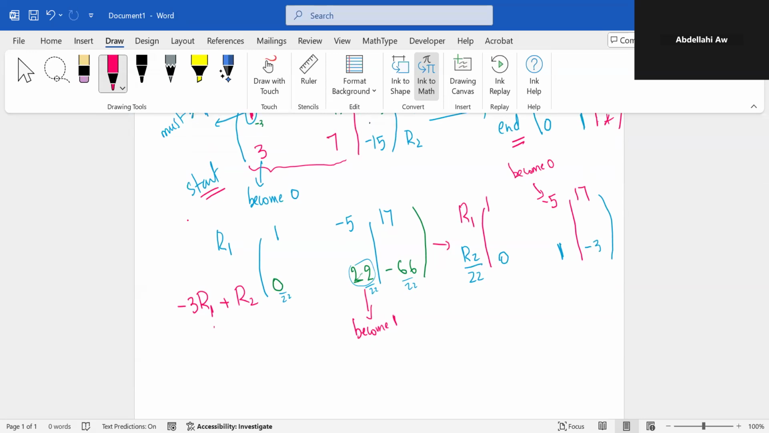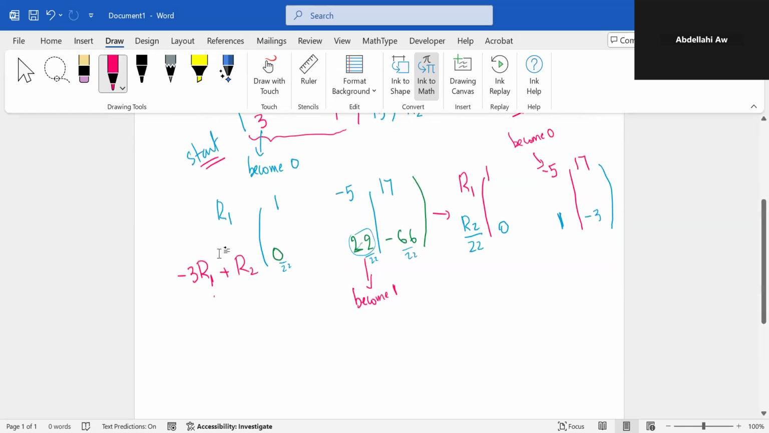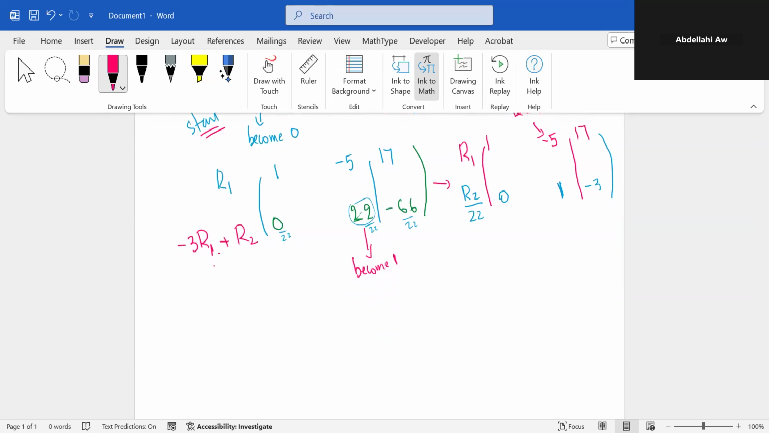Every time we want somebody to become a 0, we need the help of the other row. I need negative 5 in the first row to become 0, so I need the help of the second row, right? The second row, I'm not changing it. I want to change the first row. So the second row, I just rewrite it: 0, 1, negative 3.